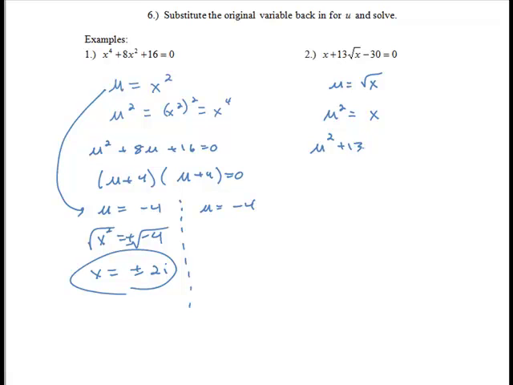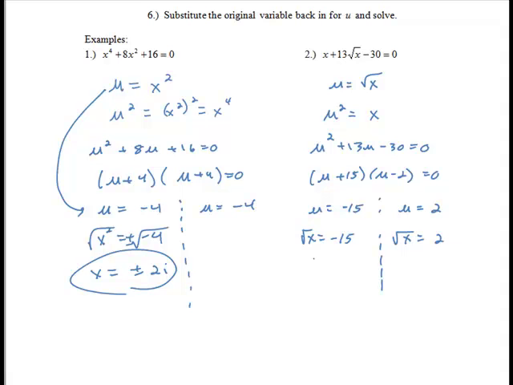U squared plus 13u minus 30 is equal to 0. Solve this quadratic equation. U plus 15, u minus 2 is what it factors into, which gives us two values for u. U is equal to negative 15, u is equal to 2. So now we just have to take it a step further and solve for x again. Since these two solutions are different, we have to substitute x back in for each one, so that gives us the square root of x is equal to negative 15, and the square root of x is equal to 2. Solve each equation, square both sides. X is equal to 225, x is equal to 4.